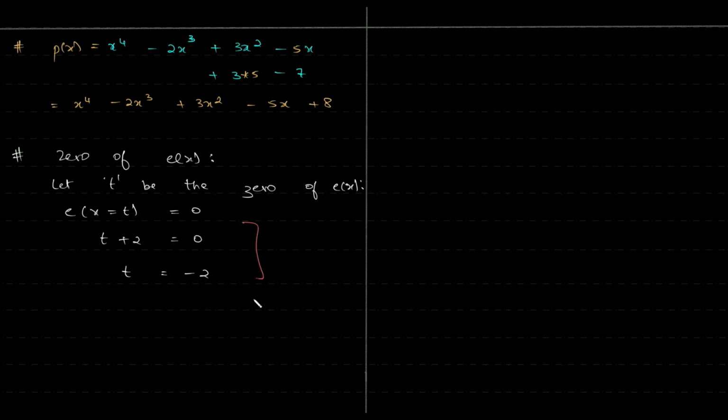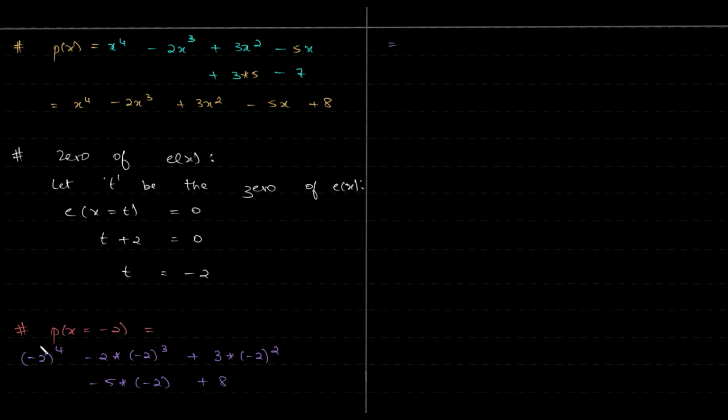But conceptually, you should be writing all this, and you should be able to understand. And since we had to figure out the remainder, so p of x, I'm equating it to minus 2. So I have to do this, and rest of it is just a matter of calculation. So we have minus 2 the whole to the power of 4, minus 2 into minus 2 whole to the power of 3, plus 3 into minus 2 the whole square, minus 5 into minus 2 plus 8.